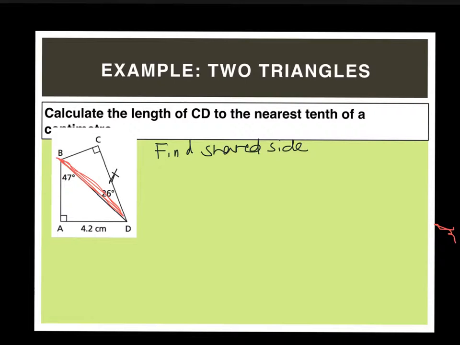So if I just look at ABD, I know that this angle here is 47. Okay, I know that this side down here is 4.2. And what I want to find is that red side. I'm going to name it Y.